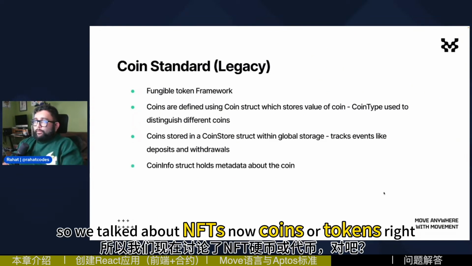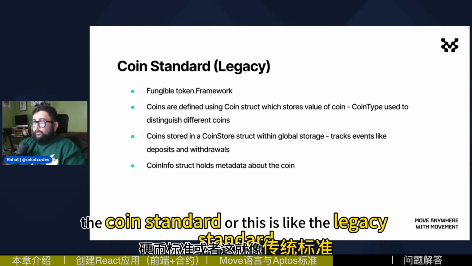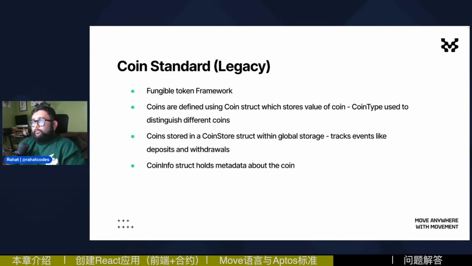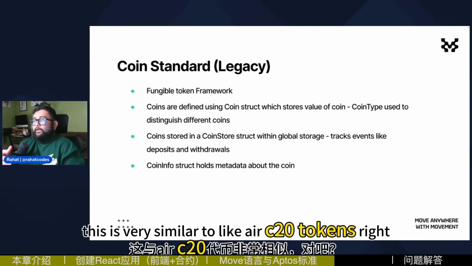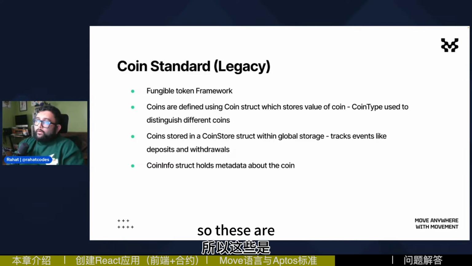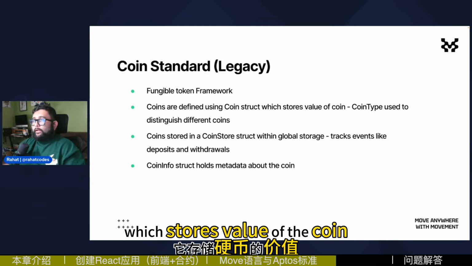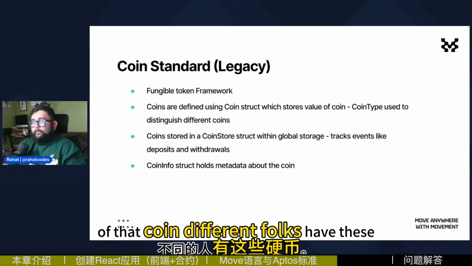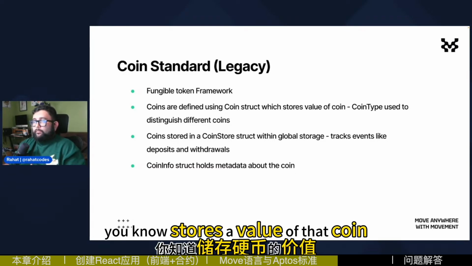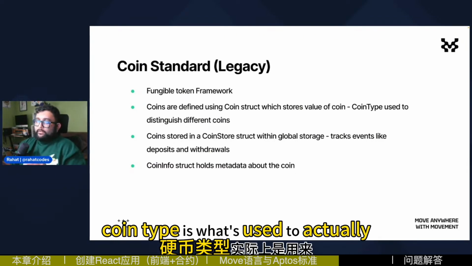Cool. So we've talked about NFTs, now coins or tokens, right? So fungible, the coin standard, or this is the legacy standard, is the fungible token standard framework for Aptos. If you're coming from EVM, this is very similar to ERC20 tokens, right? These are coins which are defined using a coin struct, which stores the value of the coin. So you have to have this resource struct that has the value of that coin. Different folks have these stores of value of that coin. A coin type is what's used to actually distinguish different coins.